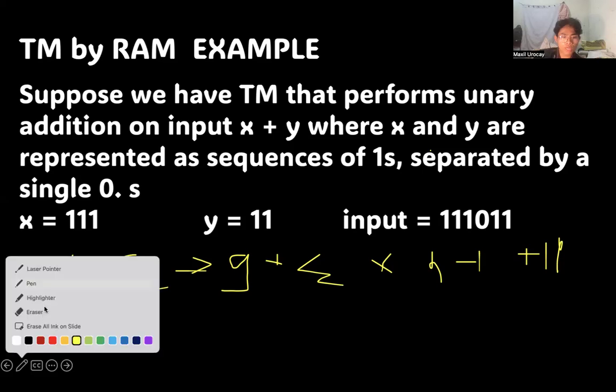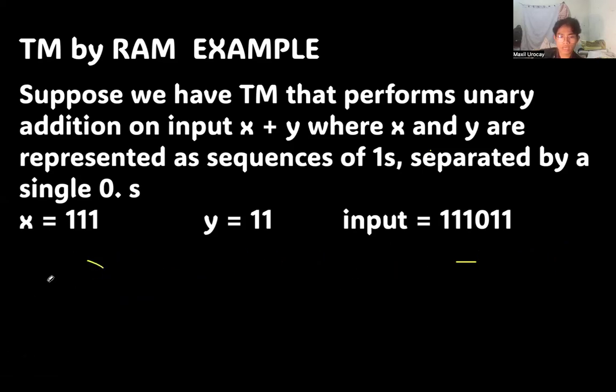So we first initialize, right? We have to load the Turing machine's initial state. That will be set as Q0. So for that one, let me fix it in here.